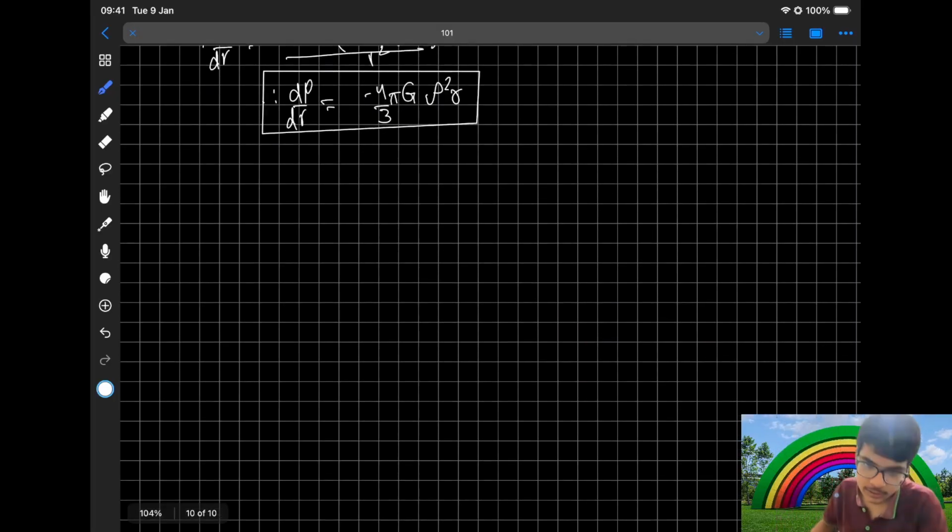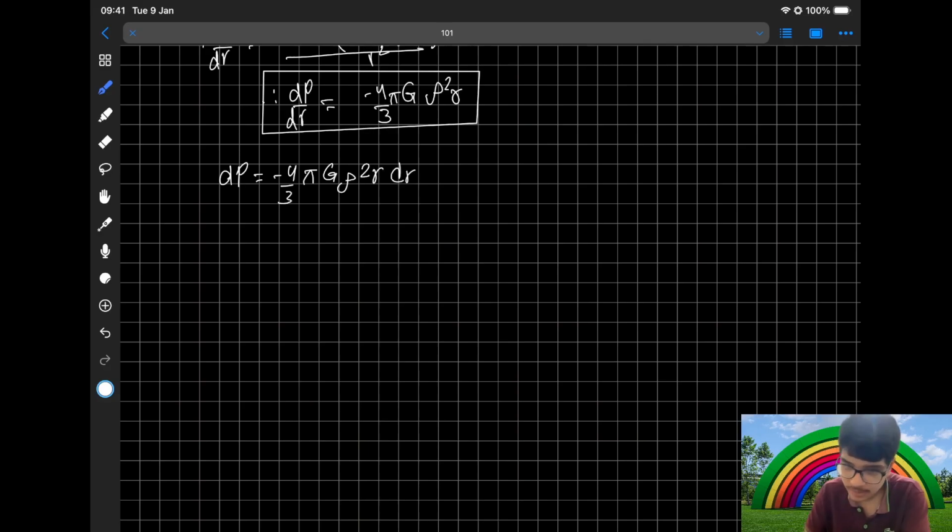Now we have this pressure gradient proportional to radius. As we want the pressure only, what we need to do is integrate this, right? So we will have dp equals minus 4 by 3 pi G density squared r dr. Now we just need to integrate from the surface to the center, right? Because at the surface, r will be equal to 0, pressure will be equal to this, and at the center, pressure is PC.